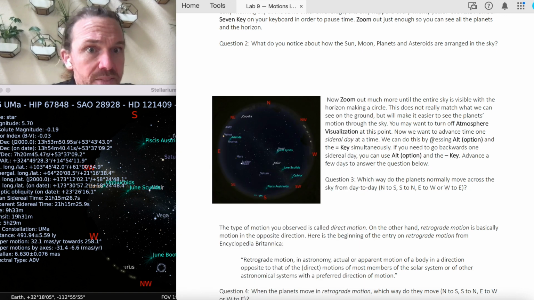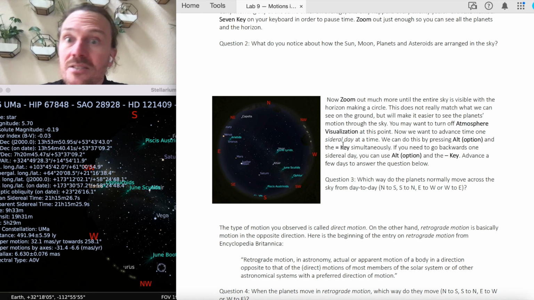So I think I mentioned that you can feel free to turn off things like the atmosphere. So you may want to turn off the atmosphere visualization at this point. Now we want to advance time one sidereal day at a time. We can do this by pressing Alt/Option, same key by different names, and the equal key simultaneously. If you need to go backwards one sidereal day, you can also do the minus key. Now, it's the equal key, or plus, right? So the idea is plus because going forward, and then the dash is the minus.